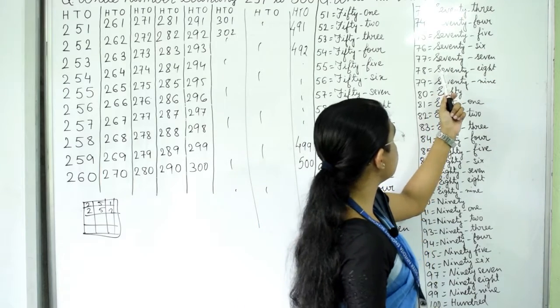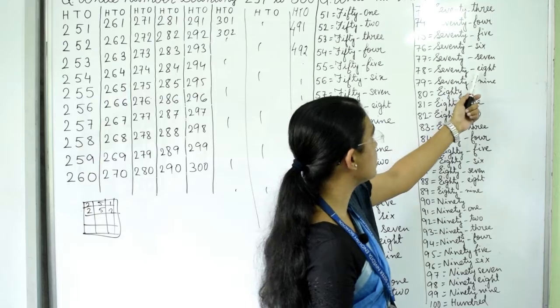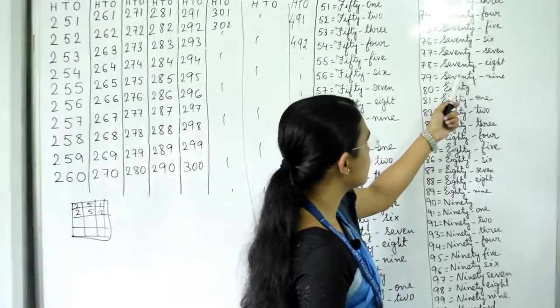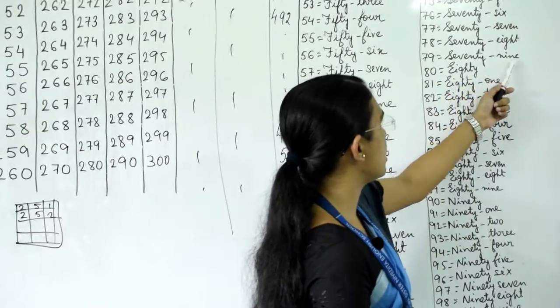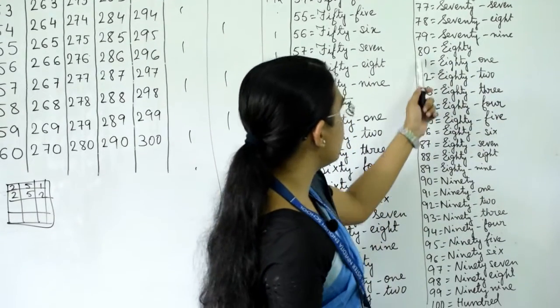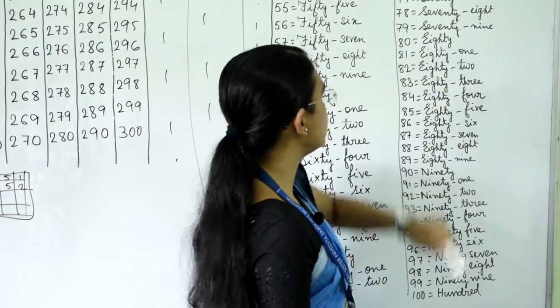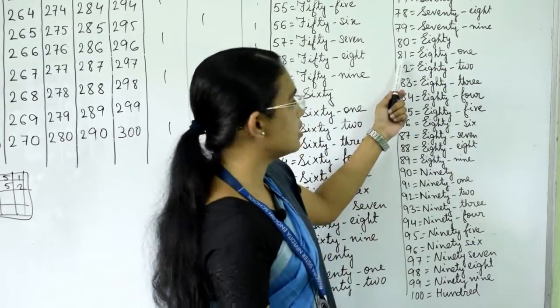Then 78, SEVENTY-EIGHT 78. Then 79, SEVENTY-NINE 79. Then 80. What is the spelling of 80? EIGHTY 80. Now after 80, 81.